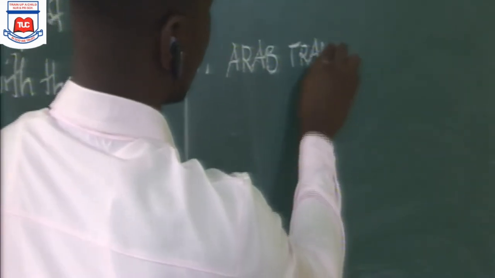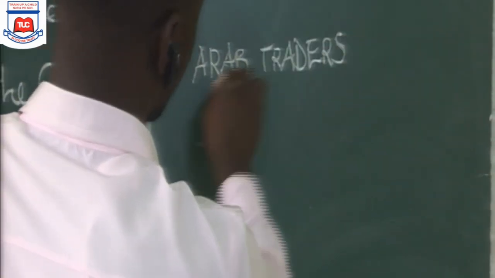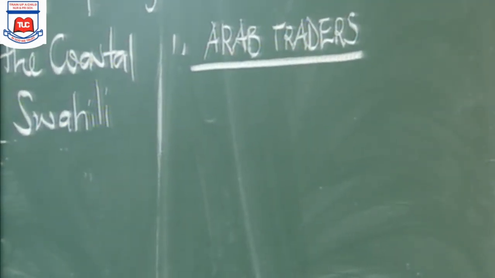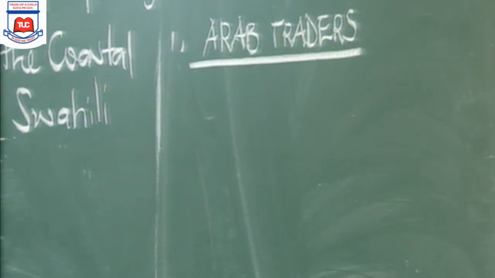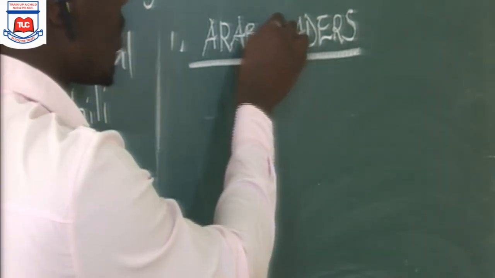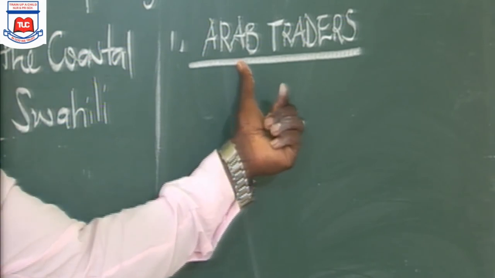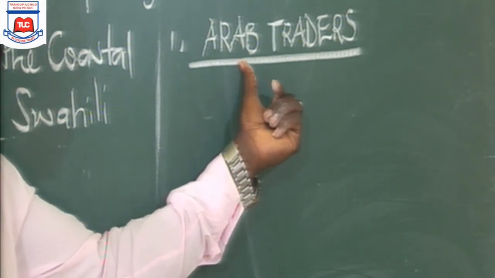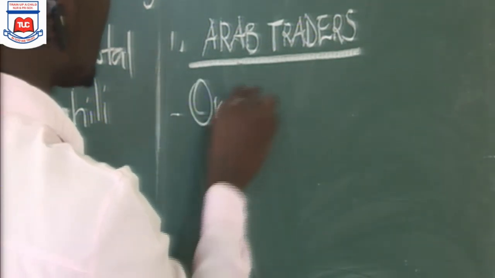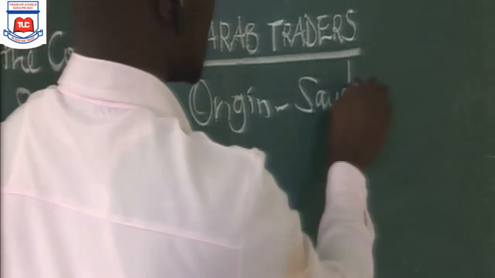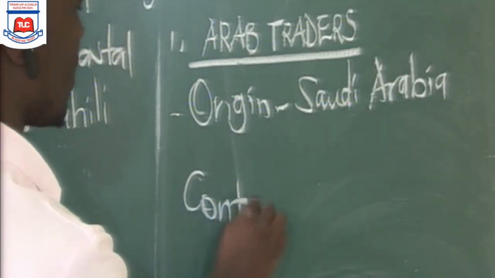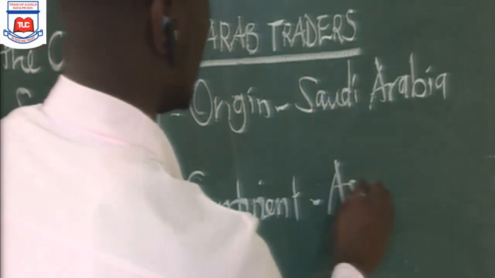Arab traders. So in the simplest understanding, we shall be saying that these Arab traders, like we have understood, were traders, which means we are going to look at the people who came from Saudi Arabia. Of course, those are the Arabs. We shall be saying that these people came from Saudi Arabia. So we shall have their origin as Saudi Arabia, in the continent that we call Asia.